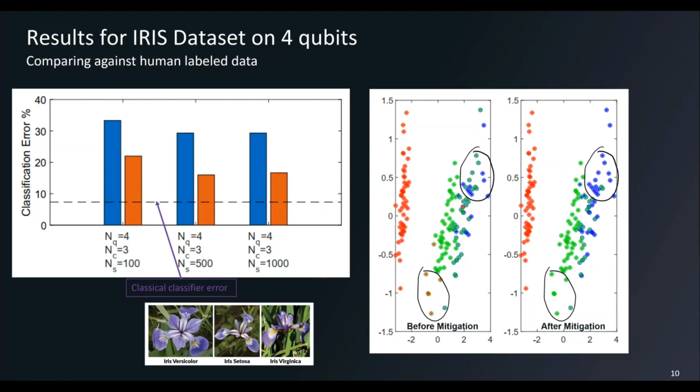The figure on the right compares the classification visually before and after error mitigation. Many of the points that lie close to midway between the centroids are originally misclassified, but applying the mitigation moves them to the right class.